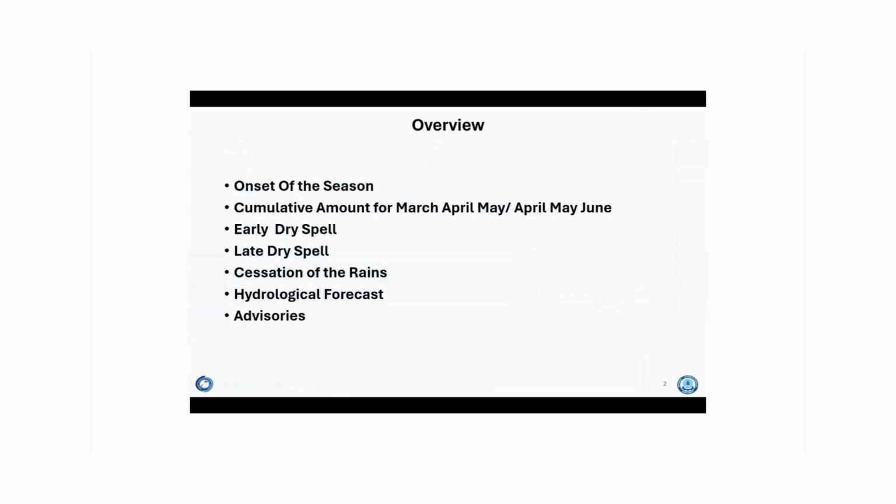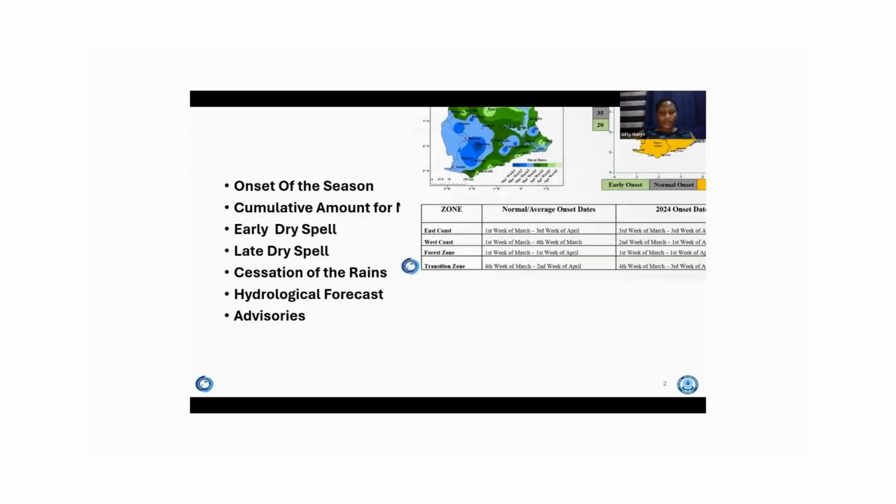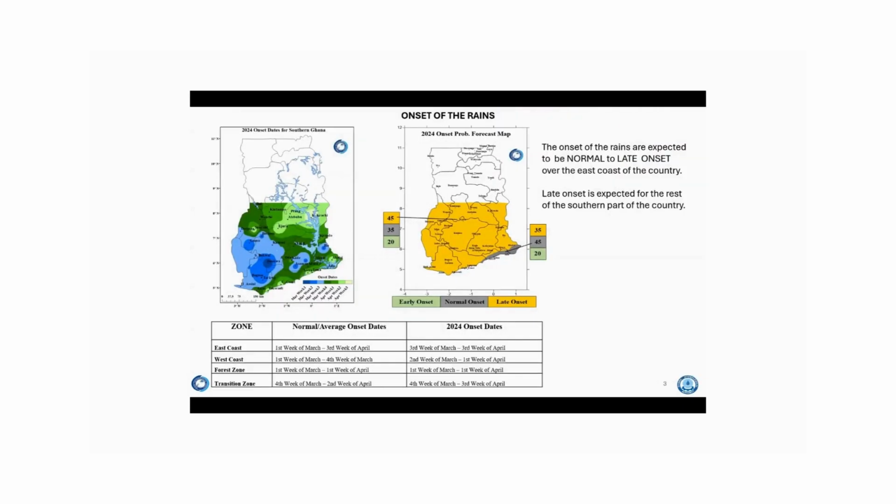In the forecast, we have the onset of the season, that's the start of the season, and as I said, it starts the major season for the south of Ghana. And how is the season going to be? Then we have the amount of rainfall for the season, March, April, May, June. We have the dry spells, and then the cessation of the rains, and then I might chip in the hydrological forecast, and maybe if need be, the advisories.